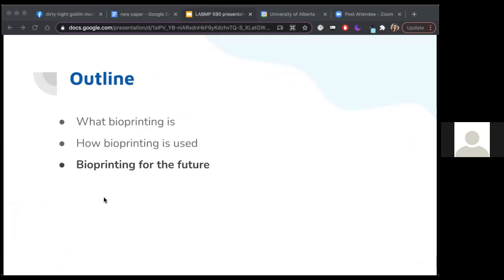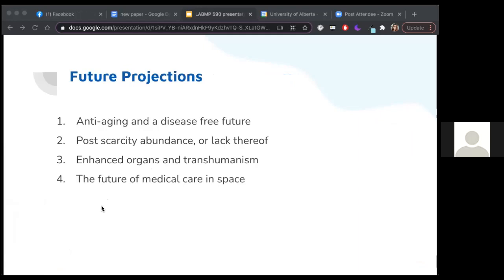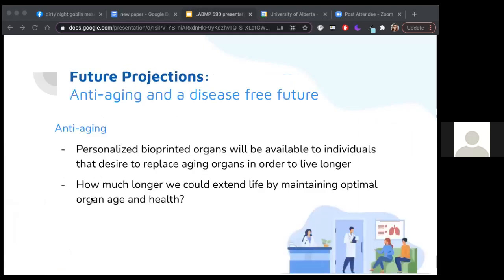And next we have bioprinting for the future. So there's 4 main future projections I'd like to discuss today. And the first is anti-aging and a disease-free future. So readily available bioprinted organs will be the future of living longer.